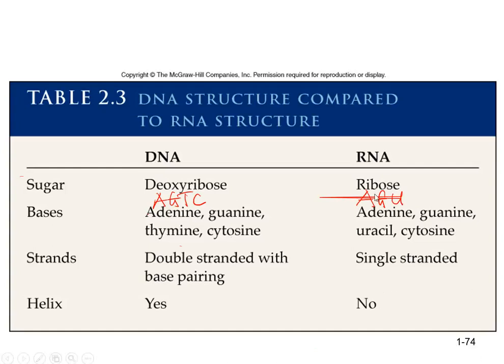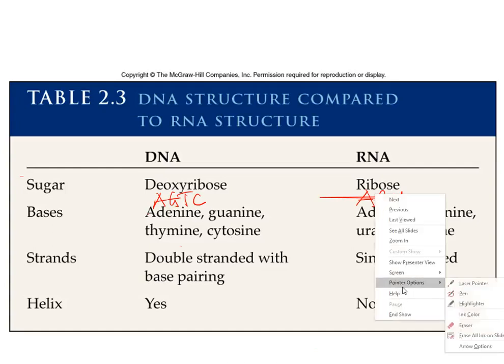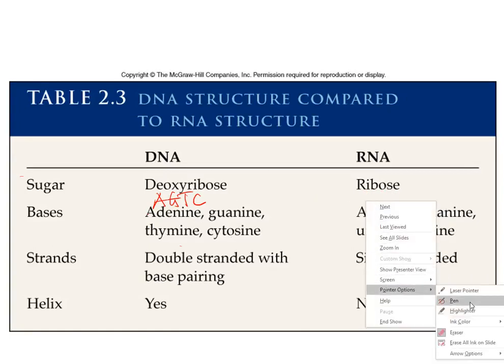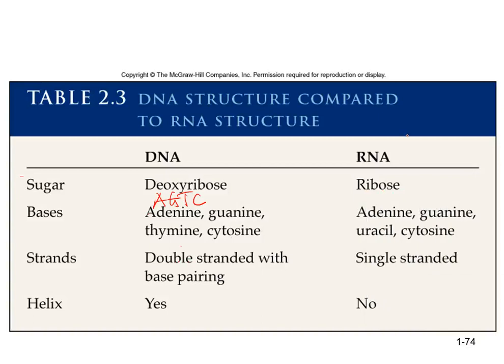And this thing is messing me up and I'm already exhausted. Yeah, so here we have A, G, U, C. So the difference is here we have thymine, here we have uracil as a base.